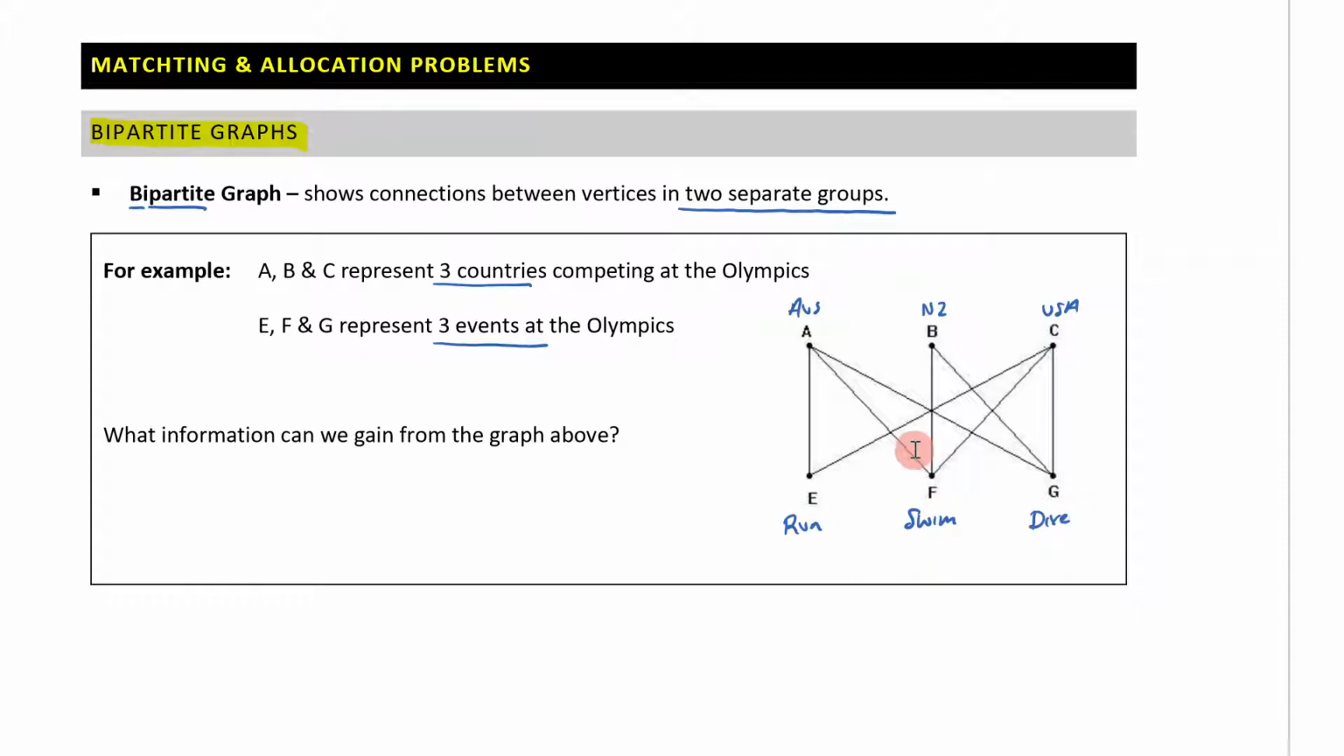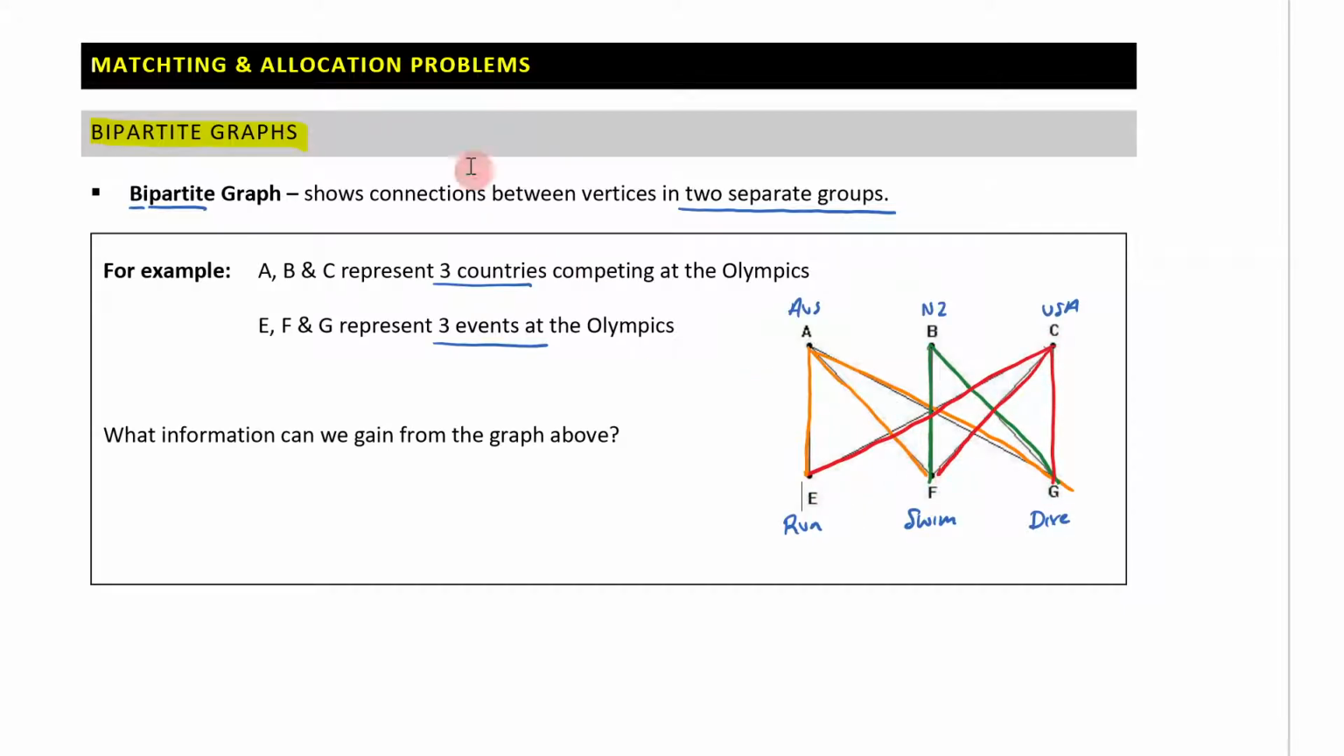And now, our bipartite graph is going to show connections between vertices in two separate groups. So it's going to show us the connections between this group of countries and this group of events. So if we look here, Australia is competing in running, it's competing in swimming, it's competing in diving. However, New Zealand is competing in just swimming and just diving. And then finally, we have America, which is also competing in diving, swimming, and running.